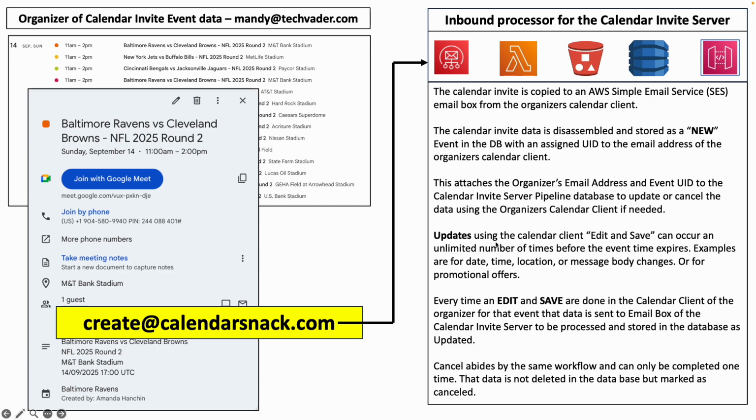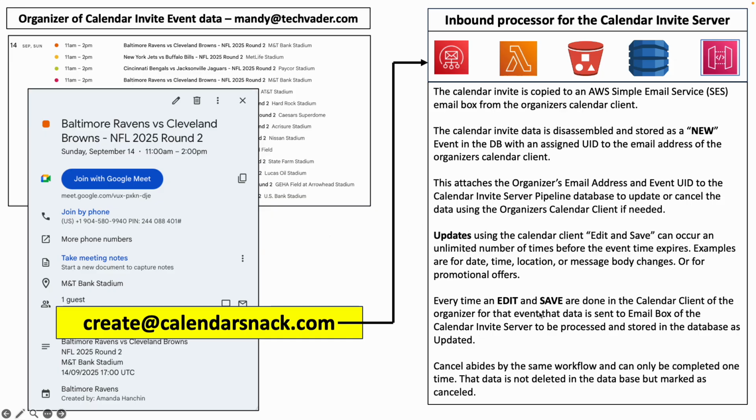Updates using the calendar client edit or save function can occur an unlimited number of times before the event invite time expires. Examples for updates are date, time, location, or message body changes, or actually inserting promotional offers into the database for this particular event.